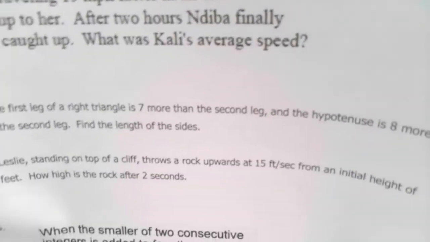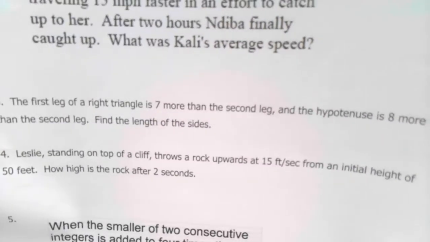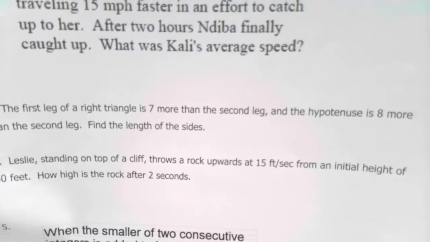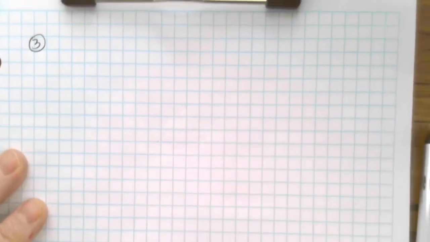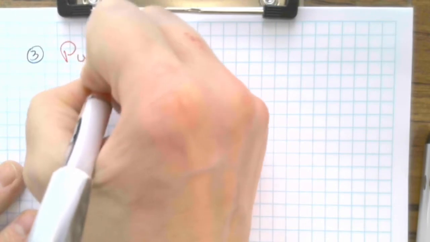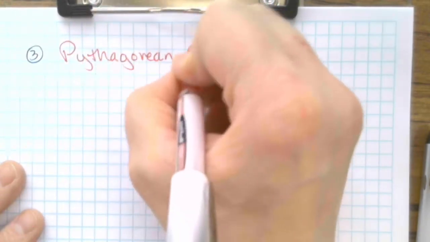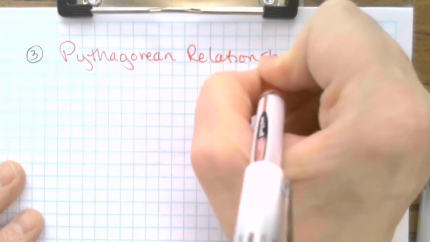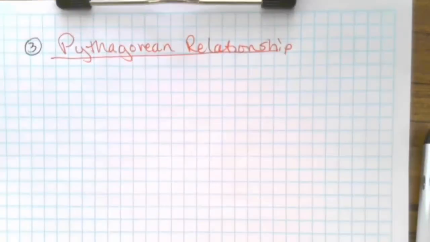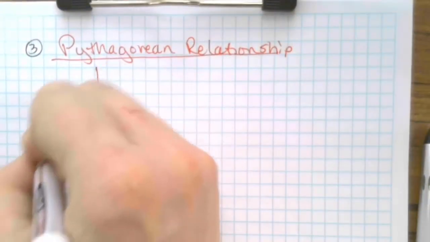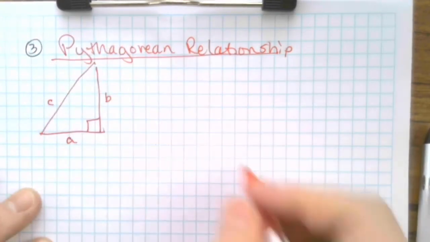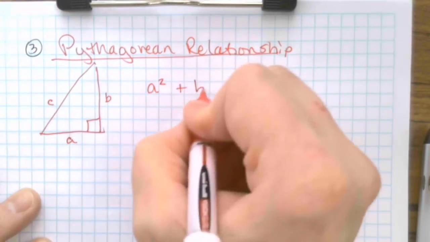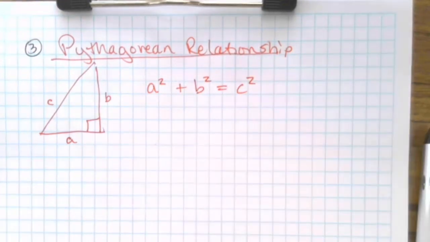The first leg of a right triangle is 7 more than the second leg. The hypotenuse is 8 more than the second leg. Find the lengths of the sides. Okay, so the minute you hear right triangle, you're looking for a Pythagorean relationship. If you remember the Pythagorean theorem, given a right triangle and legs A and B and hypotenuse C, leg squared plus leg squared equals hypotenuse squared.